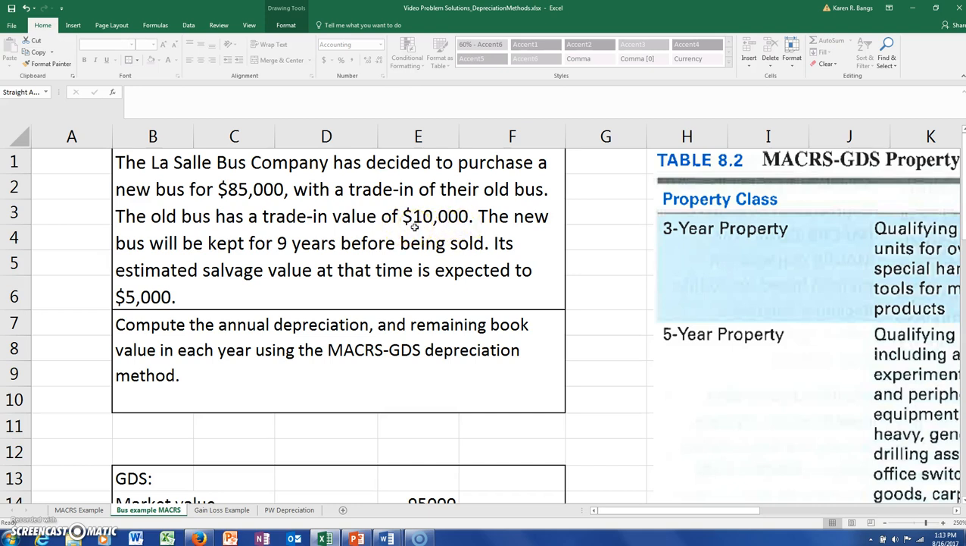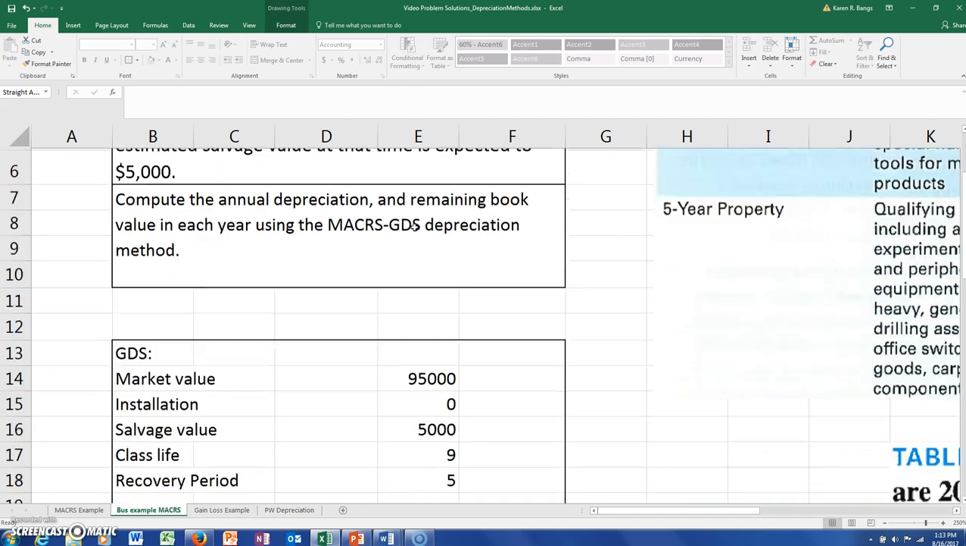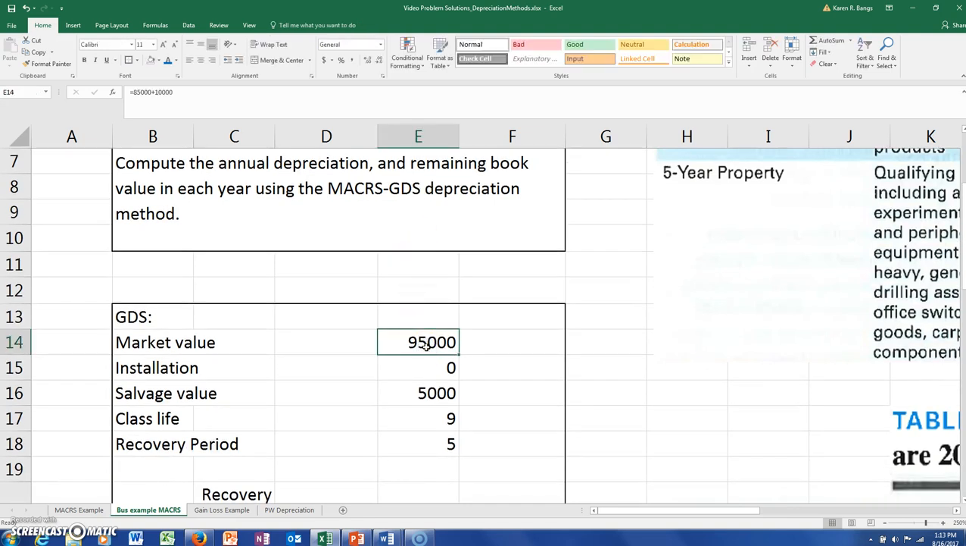So our cost basis is really $95,000, which is what we see down here. Our cost basis is $95,000: the $85,000 in cash and the $10,000 value for the trade-in. So just keep in mind that the market value or cost basis is not necessarily cash paid, but what it's worth, and what it's worth in this example is the cash that was paid plus the value of the old bus that was traded in, the $10,000, so $95,000. No installation or other costs associated with it.